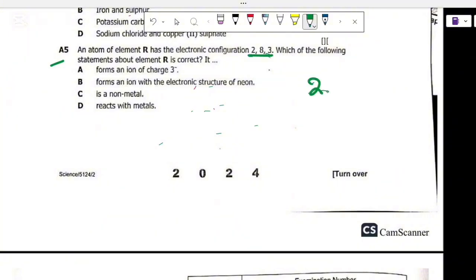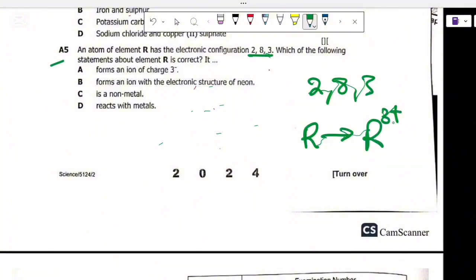Now already when you have 2, 8, 3, you know that this is of course unstable. It is unstable because it has 3 electrons in the outermost shell. It should have 8. And the fact that it has 3, for it to be stable, it has to lose those 3 electrons. And if it loses those 3 electrons, you know that it is going to change into an ion. So R is going to become R 3+. The 3 shows that it lost 3 electrons, and the plus shows that it indeed lost electrons. So this is the metal. That's the first thing that you need to understand.